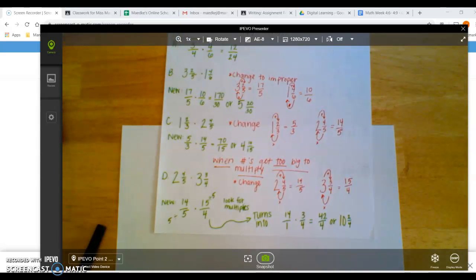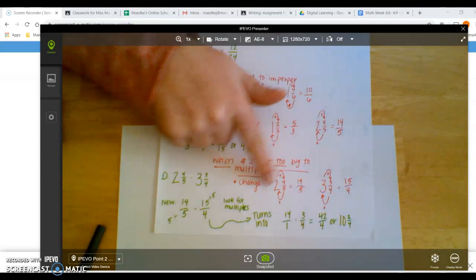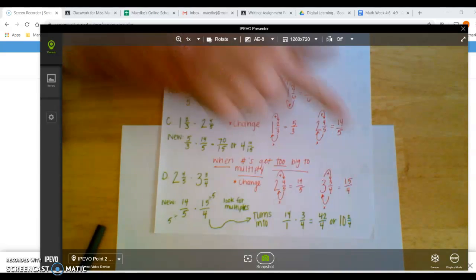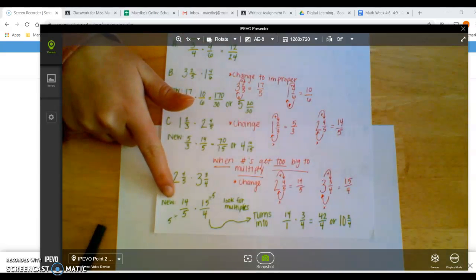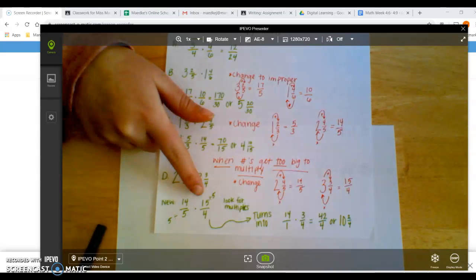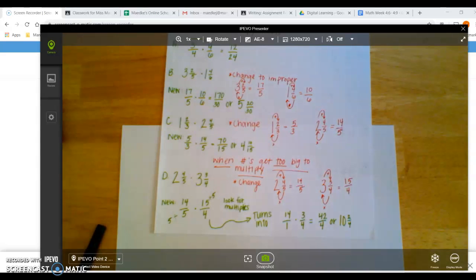All right, so this next one we're looking at here, it's when the numbers get too big and we have to break it down. So I have 2 4/5 times 3 3/4. When I change these, like I did here, I get 14/5 and I get 15/4. When I come down here and I look at my new fraction, 14/5 and 15/4, 15 and 14, that's a really hard number for me to look at.